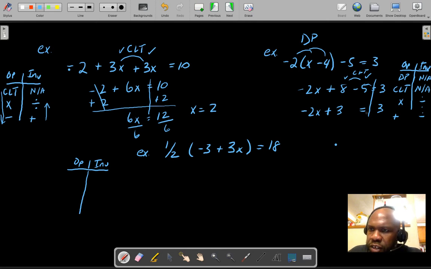So let's go from bottom to top. The first thing we're going to do for the inverse side is -3. Okay, let's get 3 down.